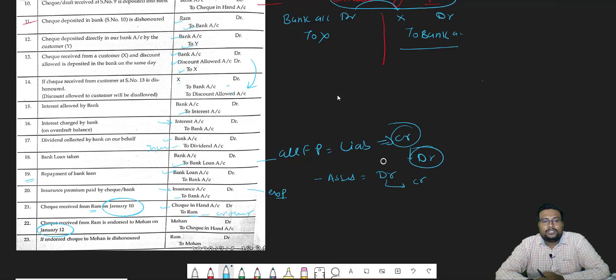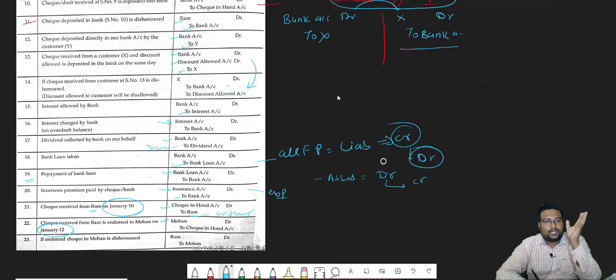Now check received from Ram is endorsed to Mohan. So whatever check you have, now you are giving the check to Mohan. Who is receiving the check? Mohan is receiving the check. So Mohan debit. And what thing is going out from your business? Check in hand. Okay.